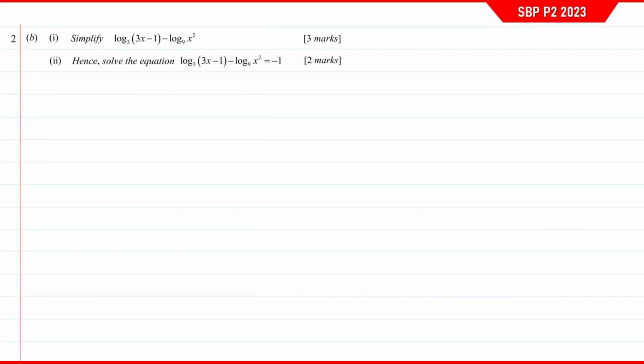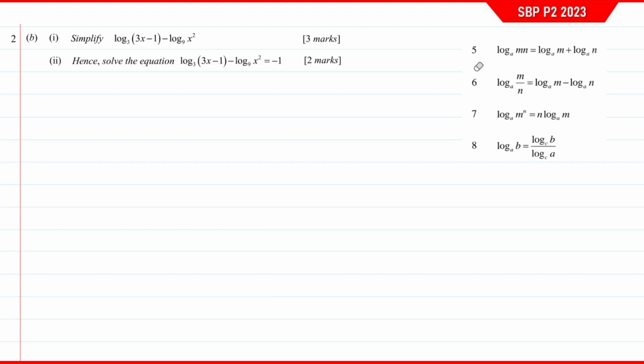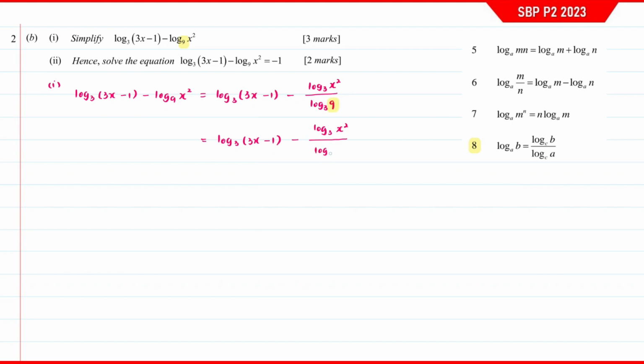Question B1. Simplify log base 3 of 3x minus 1 minus log base 9 of x squared. So always refer to the formulas 5 to 8 given when you are solving logarithm questions. First, using formula number 8, I'm going to change the base 9 here to base 3. So it will be log base 3 of x squared over log base 3 of 9. For the number 9, we can write this as log base 3 of 3 squared.